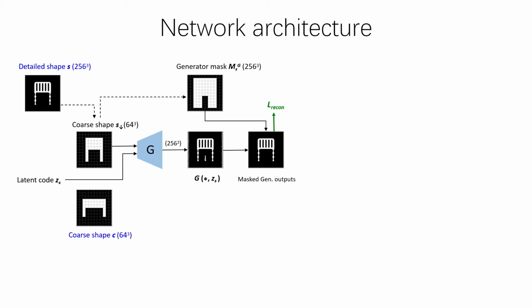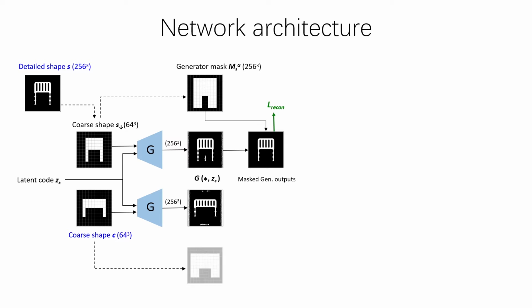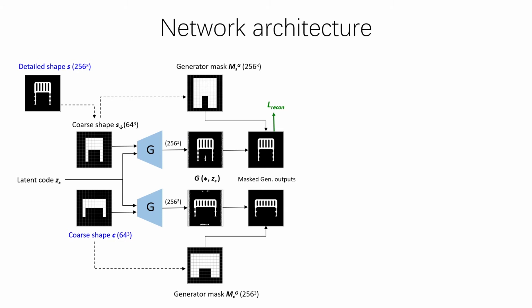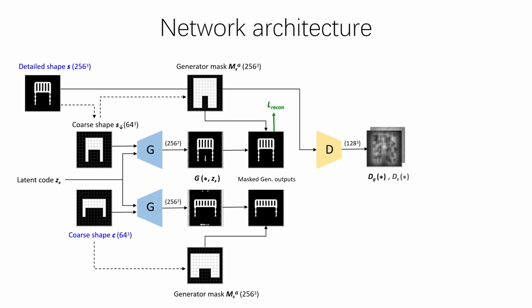For an input coarse shape C that is not derived from a detailed shape, we can perform the same operations. We feed the coarse shape and the latent code into the generator network for upsampling, and then we apply the generator mask to obtain the final output. However, since we do not have a ground truth detailed shape that combines the content of the coarse shape C and the style of shape S, we cannot directly use the reconstruction loss. Therefore, we apply adversarial training and use a patch GAN discriminator to distinguish real and fake local patches.